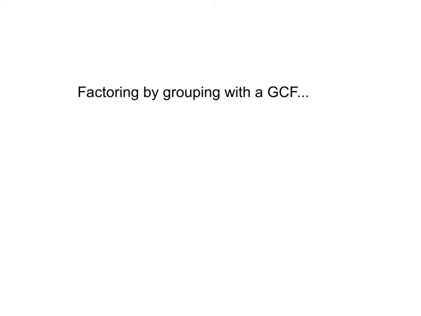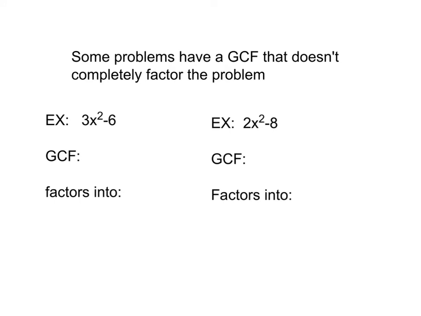So the last thing to talk about when we discuss factor by grouping is what happens when a factor by grouping problem has a GCF. Some of these problems that have a GCF won't completely factor the problem, that is, it doesn't make it as simple as possible. If you look at the problem on the left, 3x squared minus 6, you'll notice that they have a GCF of 3. And when you factor that GCF out, you get 3 times x squared minus 2.